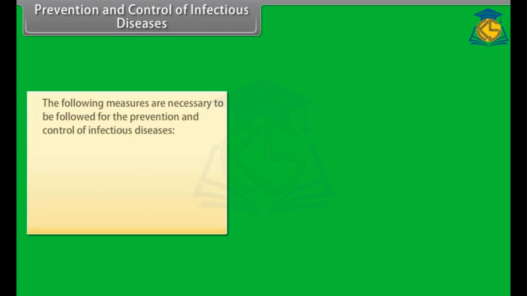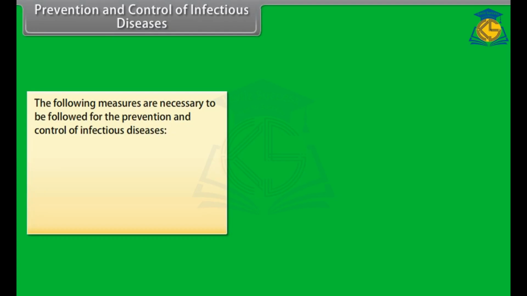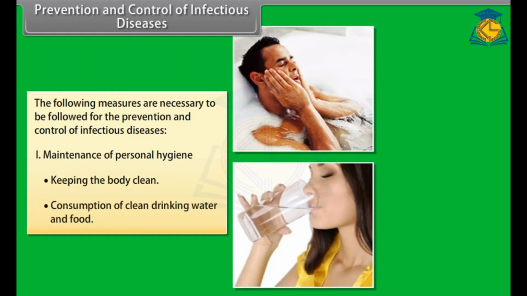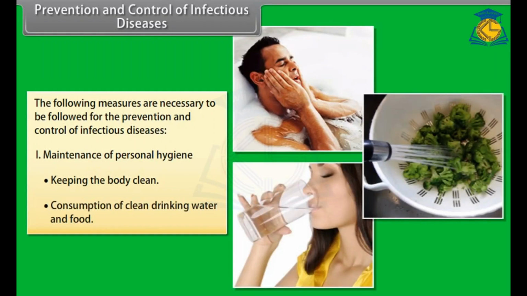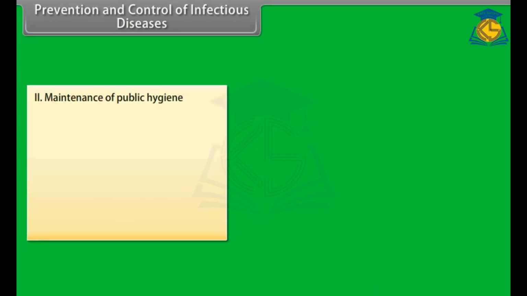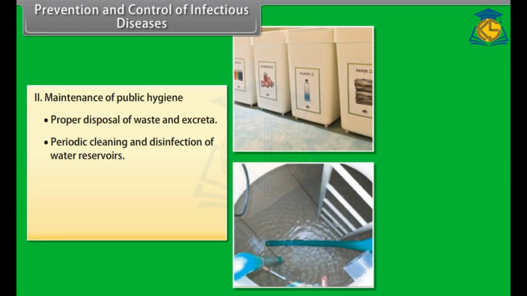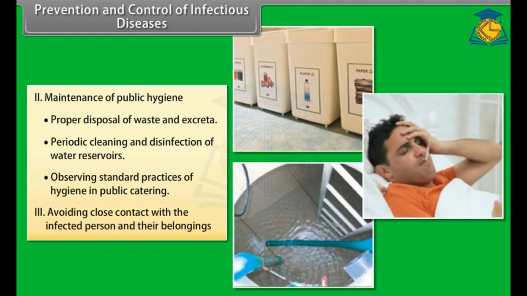Prevention and control of infectious diseases. The following measures are necessary to be followed for the prevention and control of infectious diseases. Maintenance of personal hygiene: keeping the body clean, consumption of clean drinking water and food. Maintenance of public hygiene: proper disposal of waste and excreta, periodic cleaning and disinfection of water reservoirs, observing standard practices of hygiene in public catering, avoiding close contact with the infected person and their belongings.